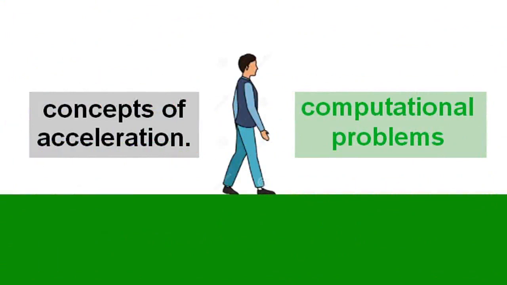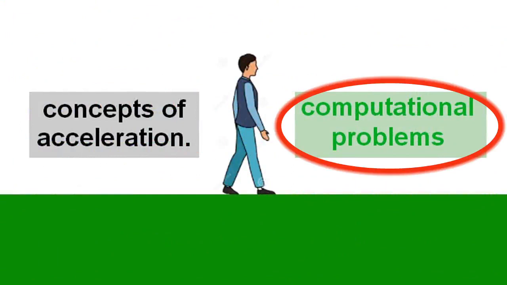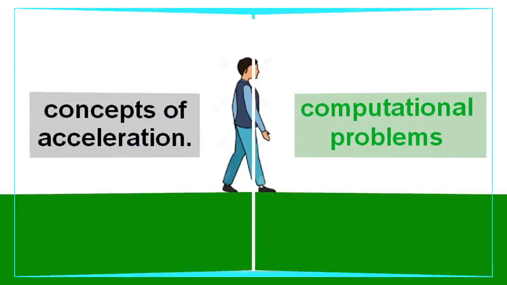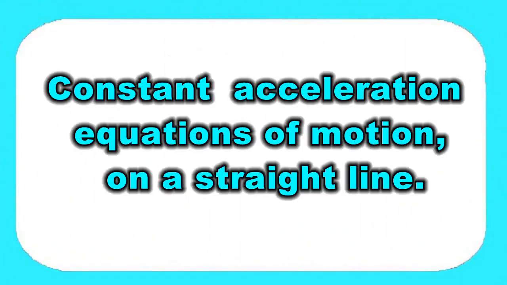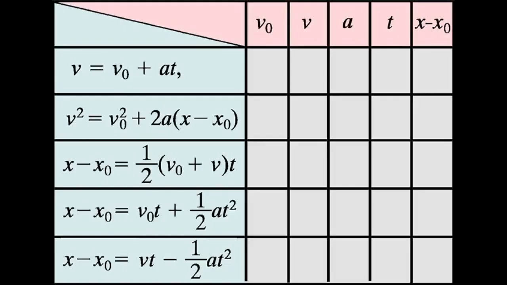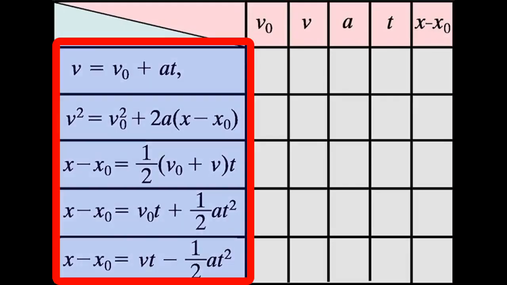So far we have explored the concepts of acceleration. From here, we describe computational problems. Constant acceleration equations of motion, on a straight line. The following equations are very important in general physics. It can be said that they are the most important formulas in kinematics, used in other parts of physics. The rest of the formulas are derived from these 5 formulas.